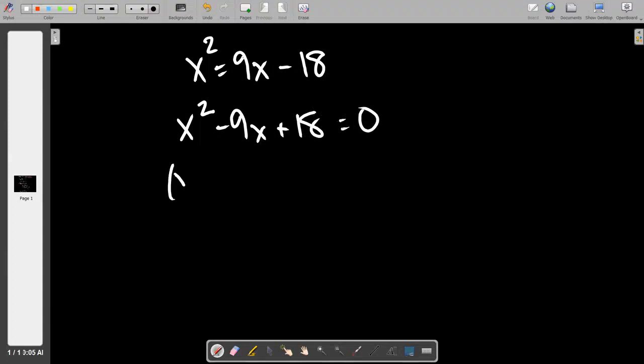And the factoring, this ought to be pretty rudimentary factoring for you guys at this point. Tell me about my signs. Both negatives. And what numbers am I looking for?